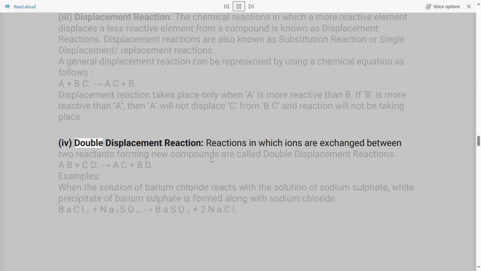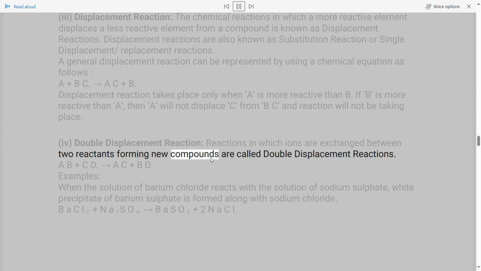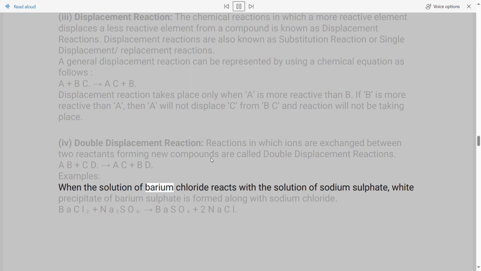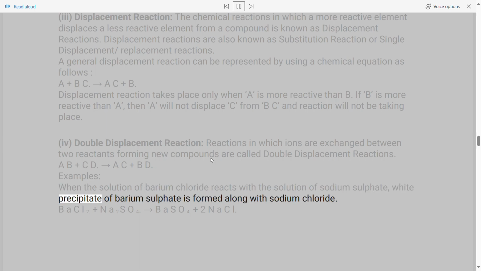4. Double displacement reaction. Reactions in which ions are exchanged between two reactants forming new compounds are called double displacement reactions. AB + CD → AC + BD. Example: when the solution of barium chloride reacts with the solution of sodium sulfate, a white precipitate of barium sulfate is formed along with sodium chloride. BaCl2 + Na2SO4 → BaSO4 + 2NaCl.